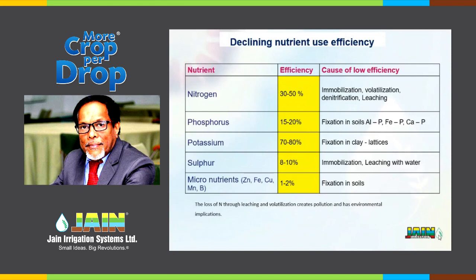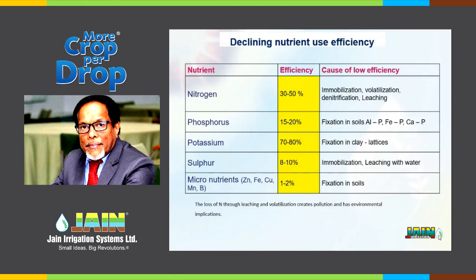Phosphorus, 15-20%. One of the main problems with phosphorus is that it gets fixed with the aluminium, iron, and calcium in the soil, chemically fixed. You cannot change it unless you go with a chemical reaction in the soil with acids, which you can't do in a crop field. Potassium, 70-80%. That's slightly better in terms of efficiency, but in clay soil, it also gets into the clay lattices.